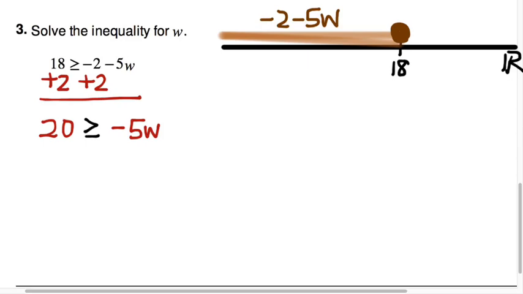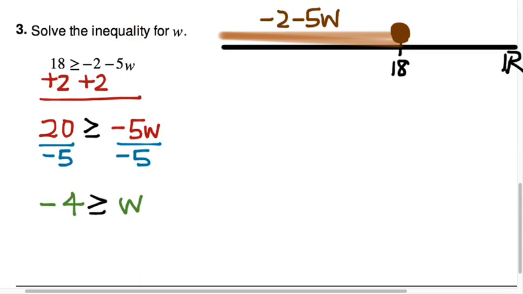And then what would be my next step? Divide by negative 5. Yeah, don't forget that minus sign in front of the 5. It's making the coefficient a negative number. So we'll divide both sides by negative 5. 20 divided by negative 5 is going to give me negative 4. And then these negative 5s over here annihilate one another, which is the whole point. And so I get just plain w.